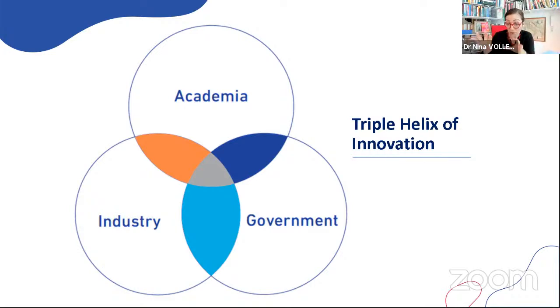So you see the three spheres: academia, government, and industry. This model specifically acknowledges the importance of higher education for innovation, and this is where we are coming from. But when we say innovation, it's really important to not just think about new products for the market or new technologies, but also innovations inside organizations, so innovations also in the public sector.